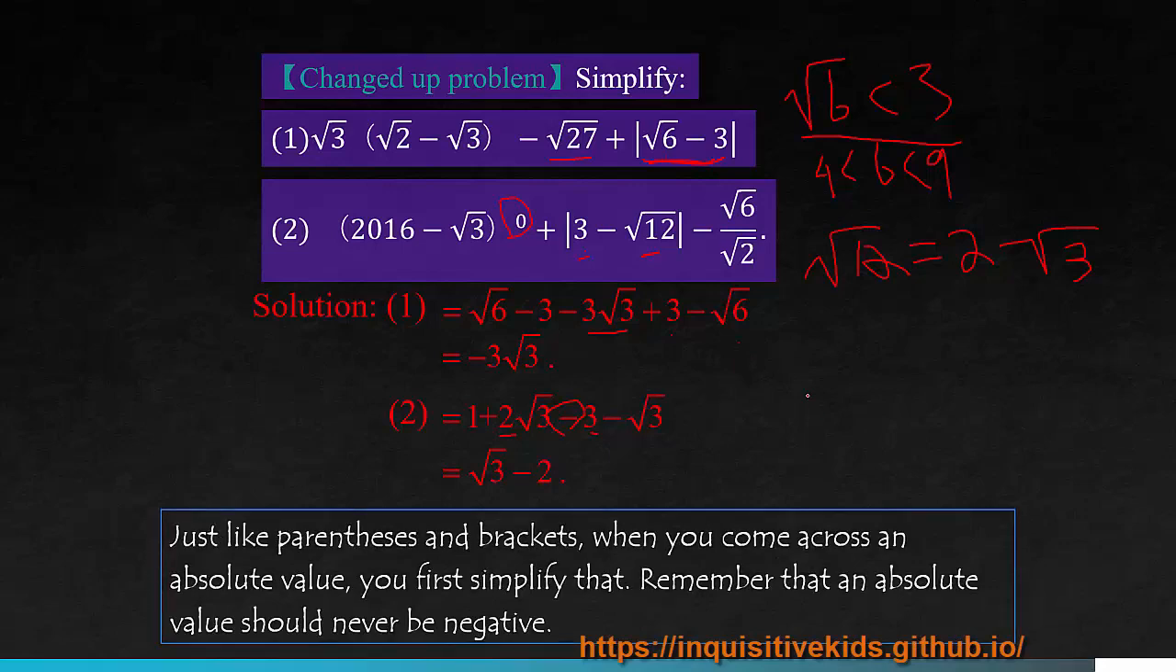Just like parentheses and brackets, when you come across an absolute value, you first simplify that. Remember that an absolute value should never be negative. Notice how over here it said the absolute value should never be negative. Does it mean that it has to be positive? No, because our friend 0 is right in the middle, and an absolute value can also be 0. So remember, if you know the sum of the terms inside the absolute value is going to be negative, you swap the order of the terms around, and you get rid of the absolute value.